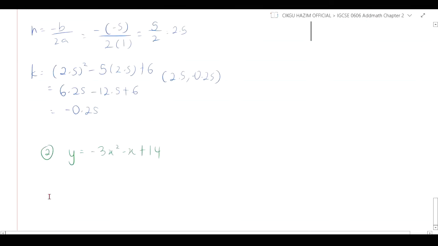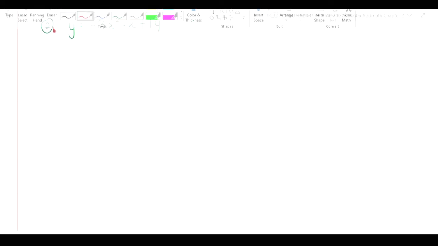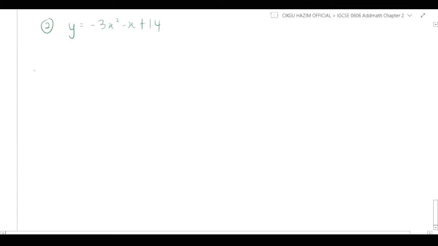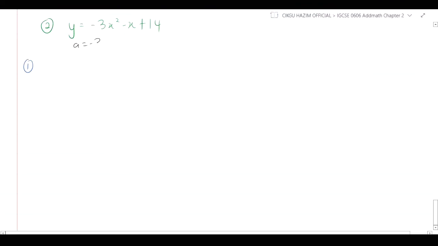And let's try another example here, where we have to use the second type of calculator. So always remember step number 1, identify the values of a, b, c first. So a equals negative 3, b equals negative 1, and c equals positive 14. The first component is the shape. A equals negative 3. That means it must be a sad face. We're done with that. Step number 2, y-intercept. Your y-intercept is equal to the c value. The c value equals 14. That means the coordinate is (0, 14).